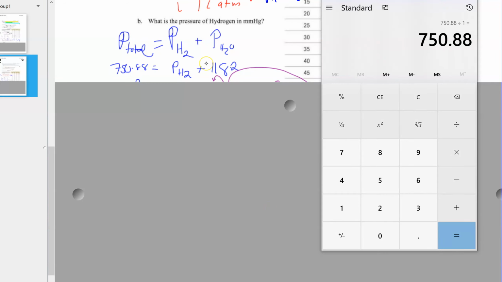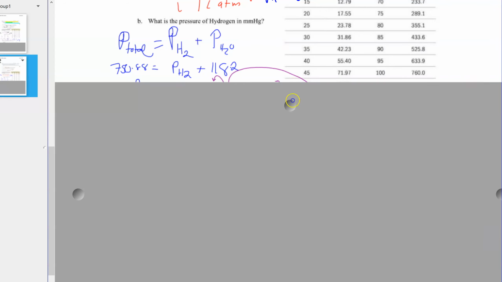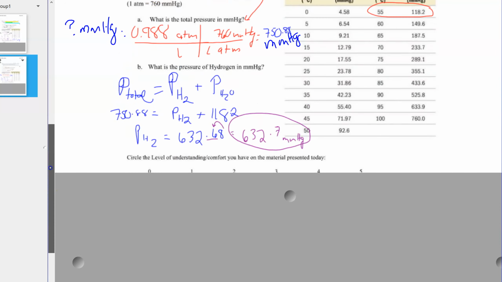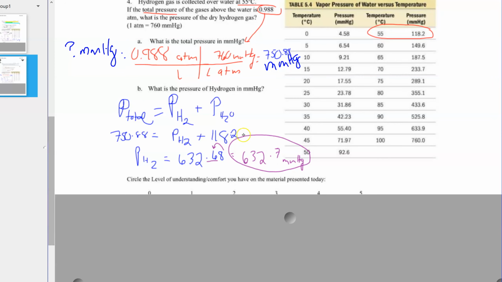So we take our total pressure minus the 118.2, which is the partial pressure of the water vapor, and we get that the partial pressure of hydrogen is 632.68. And remember, when we're adding or subtracting, technically we're conserving the least number of decimal places, so we're going to go to the tenths. So here's my partial pressure of hydrogen.